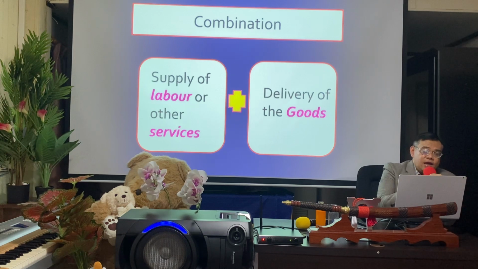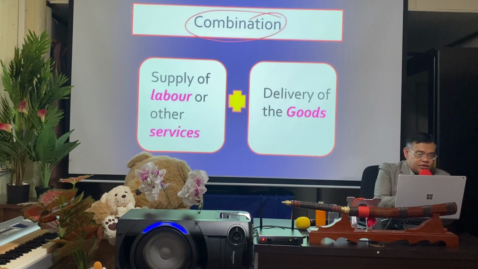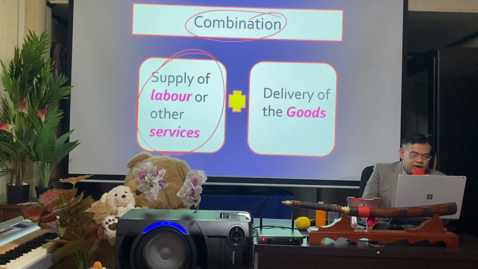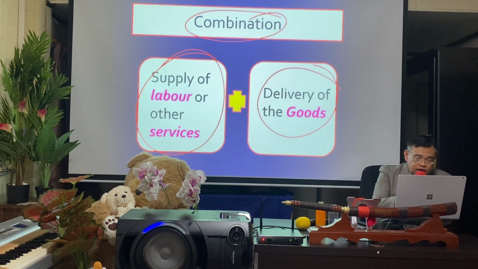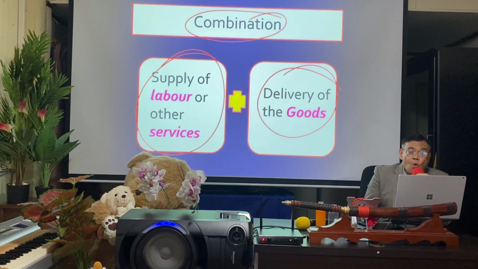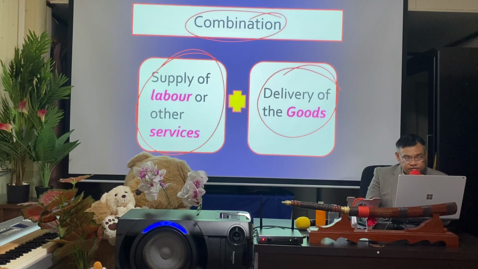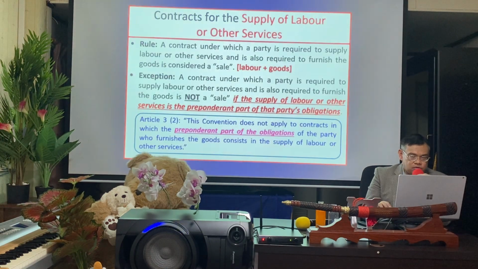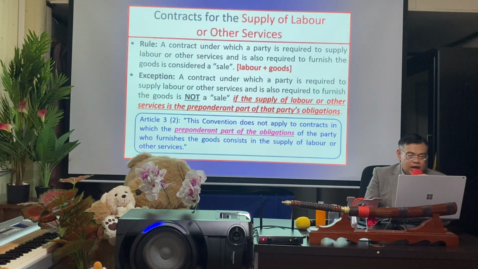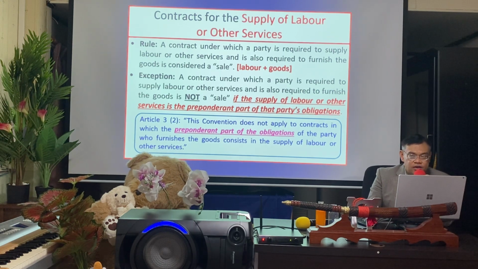Now, when there is a combination between two things, the first thing is supply of labor or services. The second thing is delivery of the goods. When a contract in question involves a combination between the two things like this, we will have to consider whether or not it is the sale.